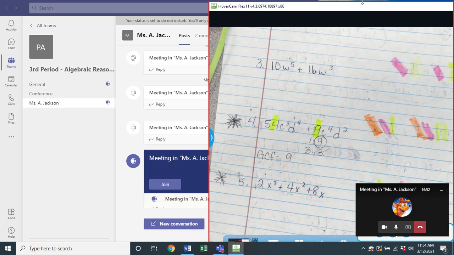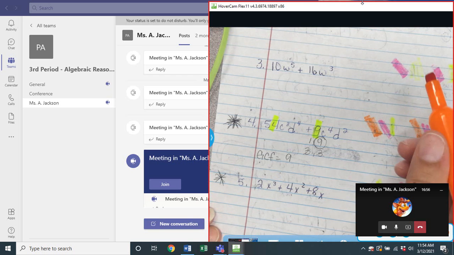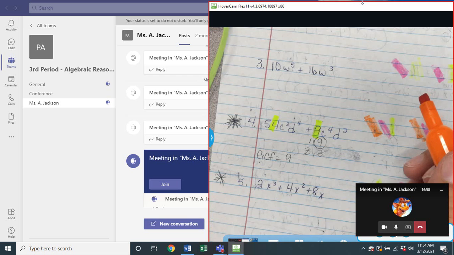Now, what is my next step? What do I do next? So I already got my greatest common factor, which is the number. What is the next step that I need to do?